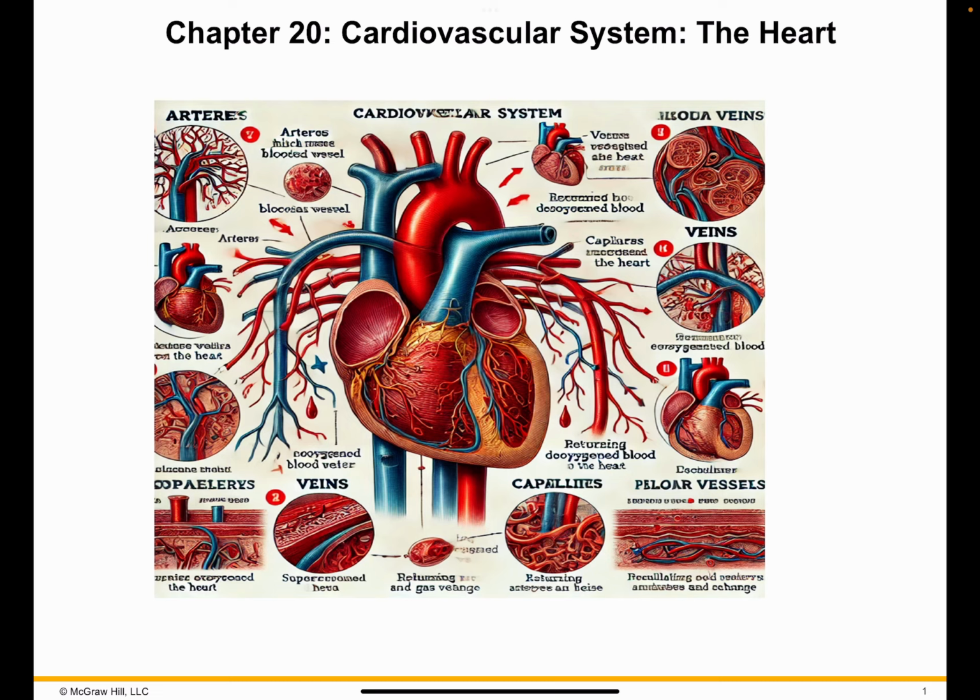Hello class, today we're going to go over the cardiovascular system, one part of which is the heart. In cardiovascular, cardio means heart, and that's what we're going to go over today. Vascular means vessels, blood vessels.